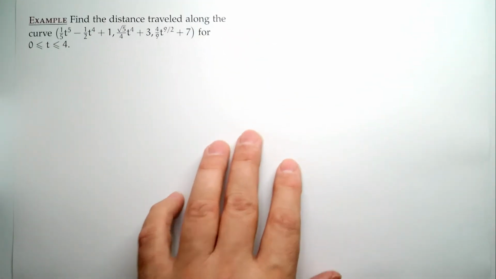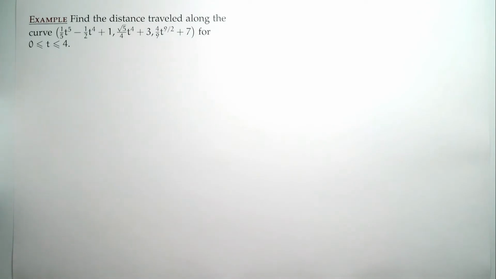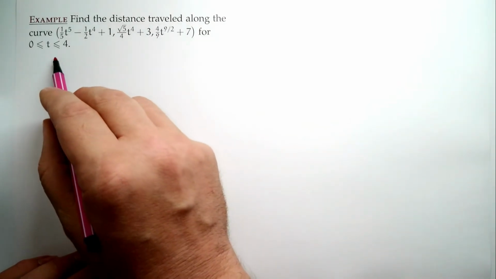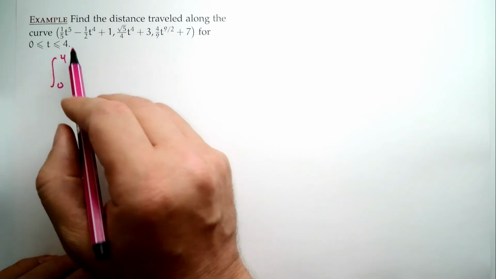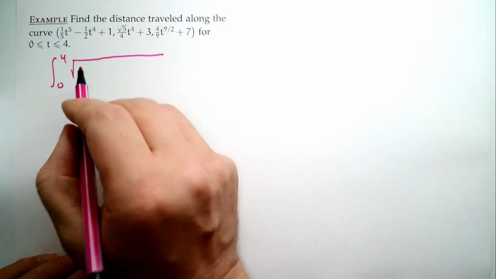All right. Find the distance traveled along the curve. 1/5 t to the 5th minus 1/2 t to the 4th plus 1. That's the first entry. Root 5 over 4 t to the 4th plus 3 is the second entry. And 4/9 t to the 9/2 plus 7 for 0 less than or equal to t less than or equal to 4. Well, interesting. All right. So by now we know the distance formula. We know we're going from 0 to 4 because time goes 0 to 4. We're going to take a square root of, and now we go through and start taking derivatives.